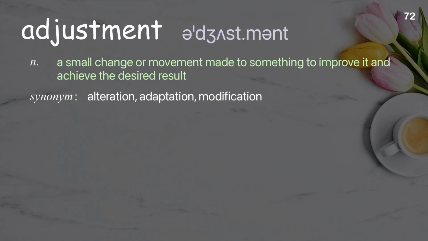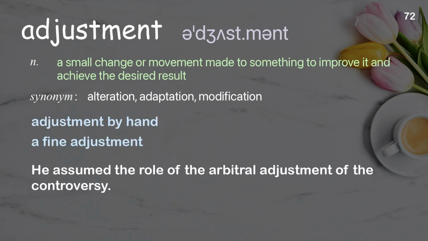Adjustment. A small change or movement made to something to improve it and achieve the desired result. Examples: Adjustment by hand. A fine adjustment. He assumed the role of the arbitral adjustment of the controversy.